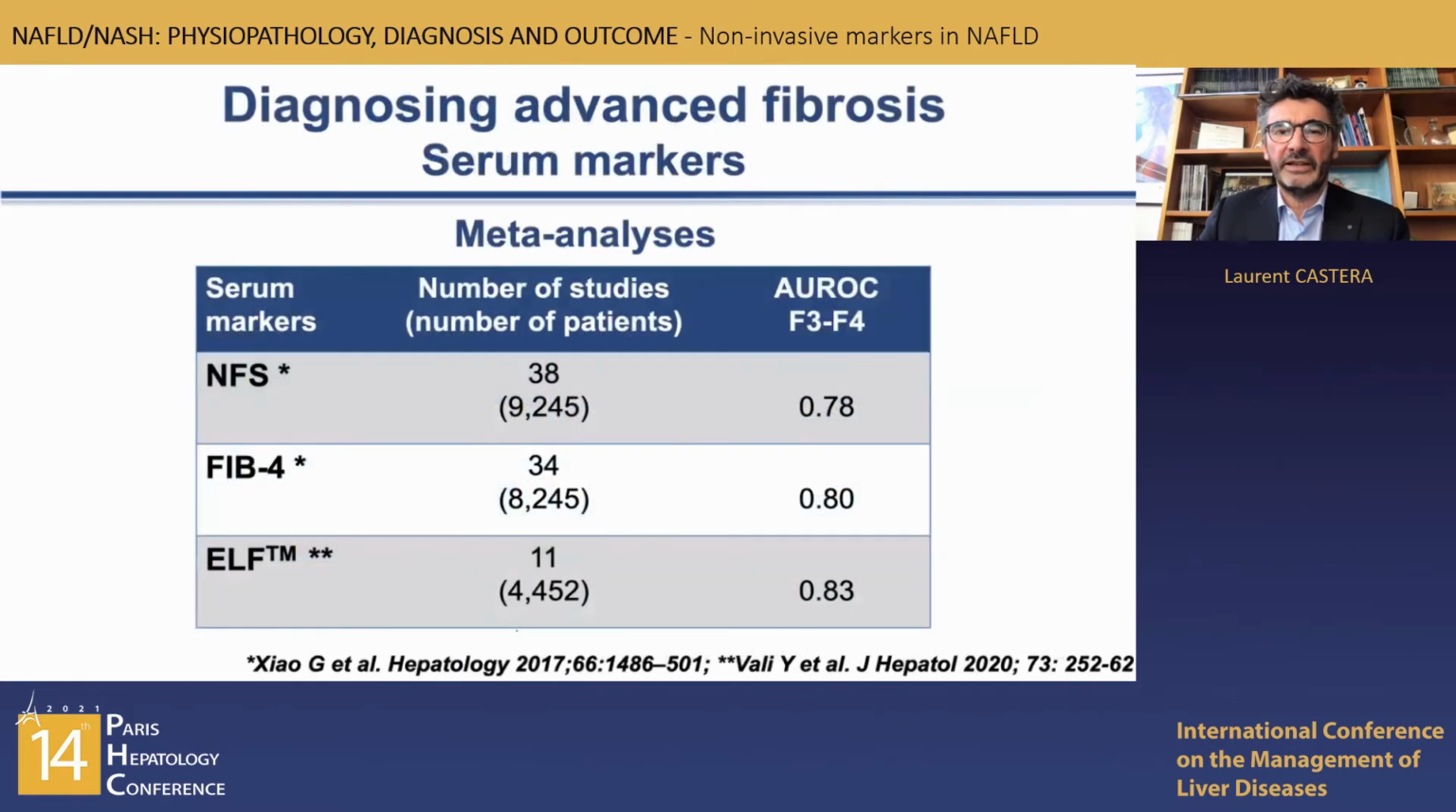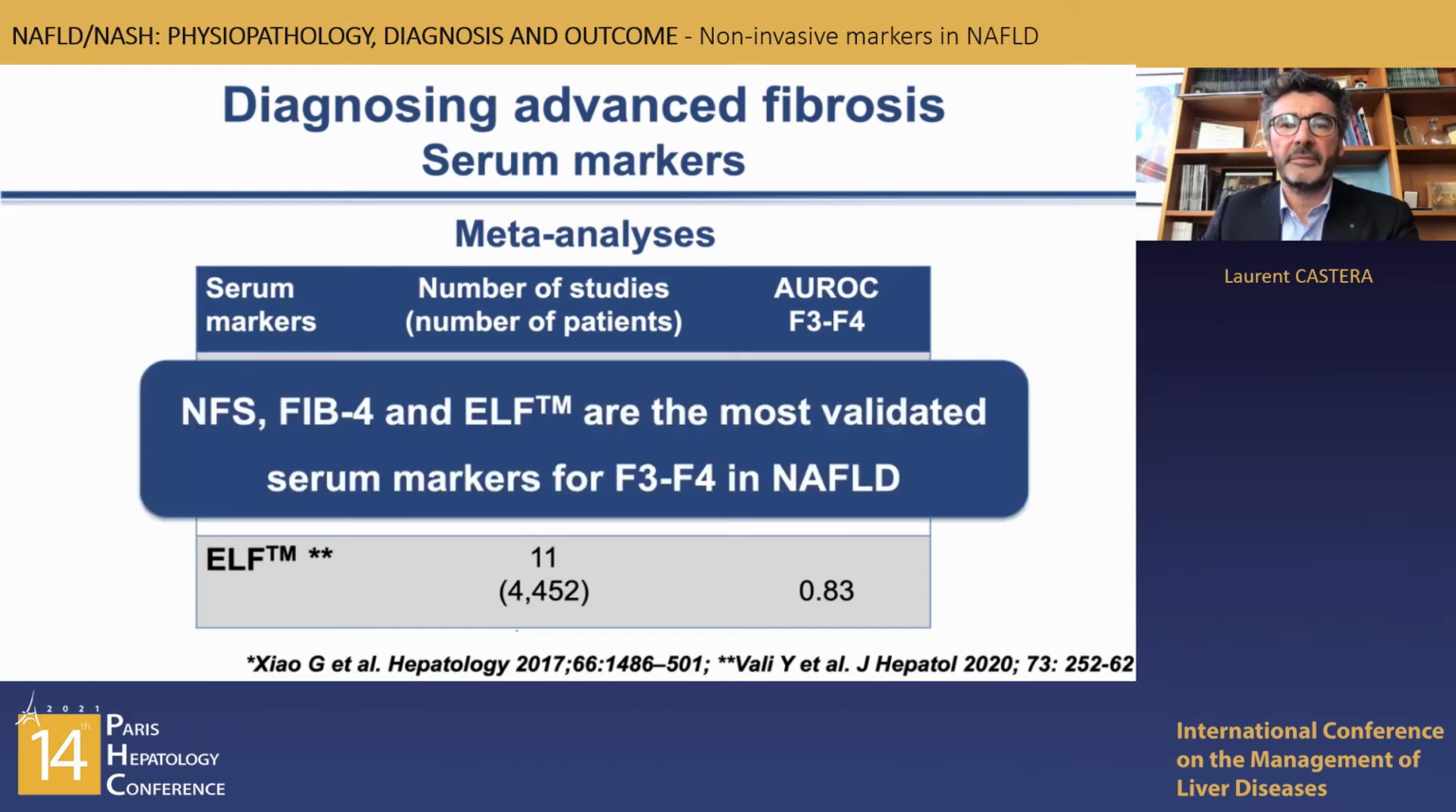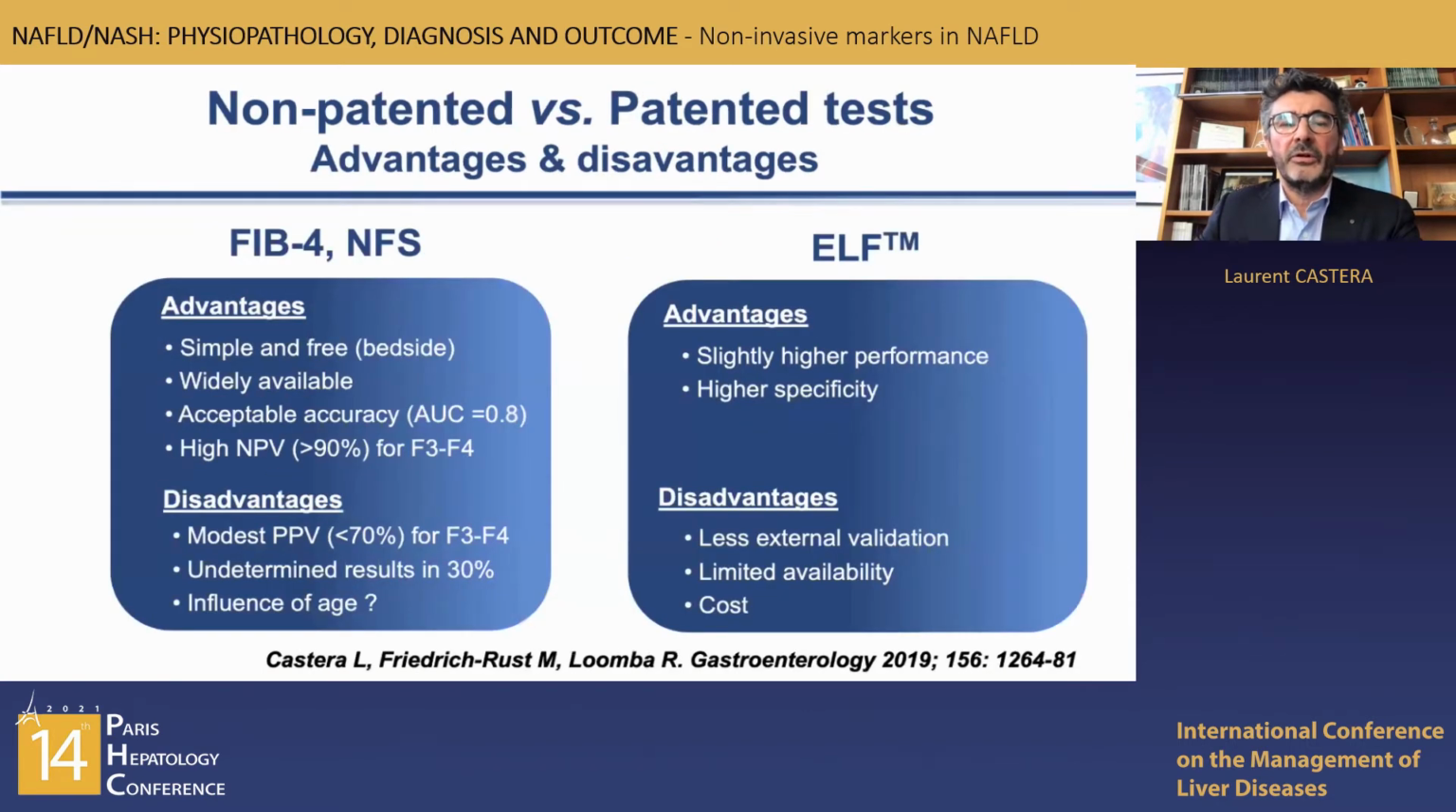What about diagnosis of advanced fibrosis for serum markers? This table summarizes the different meta-analyses with NAFLD fibrosis score, FIB-4, and ELF, which are the most validated markers, and you see the ROCs are pretty similar, in the range of 0.80. So we have patented and non-patented tests.